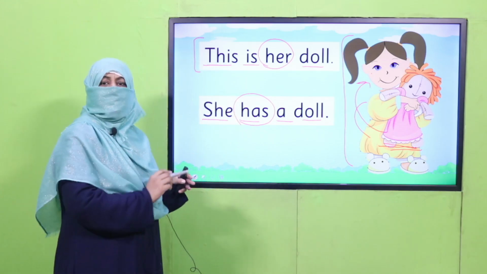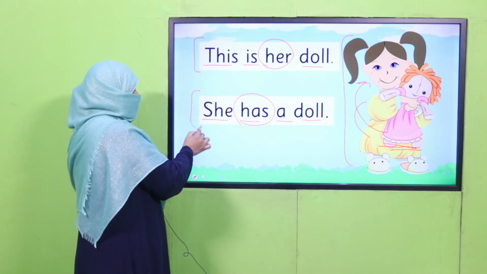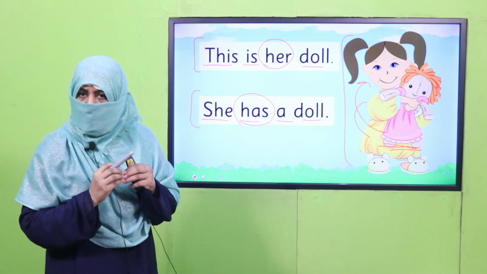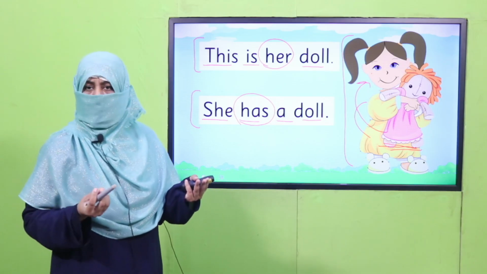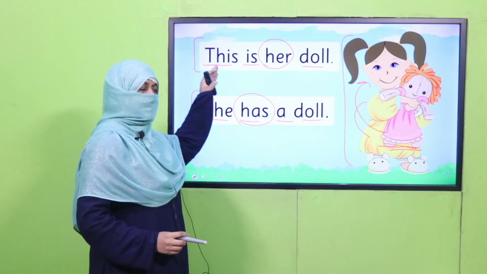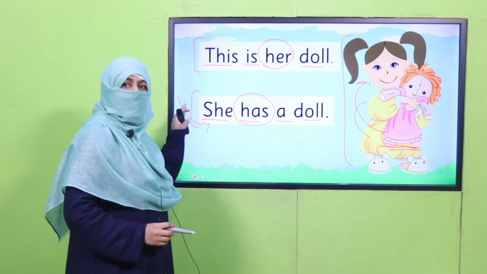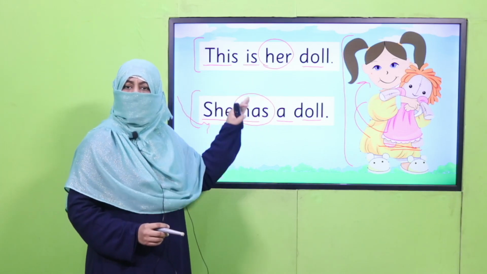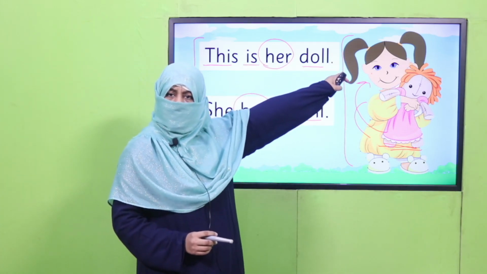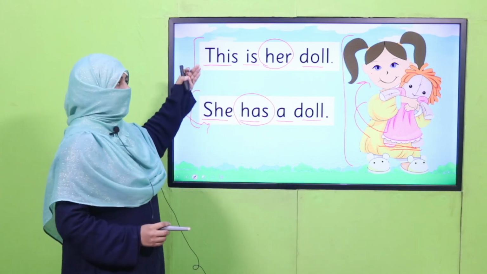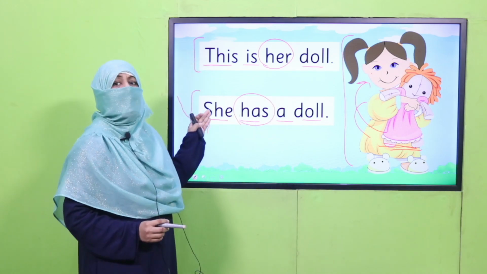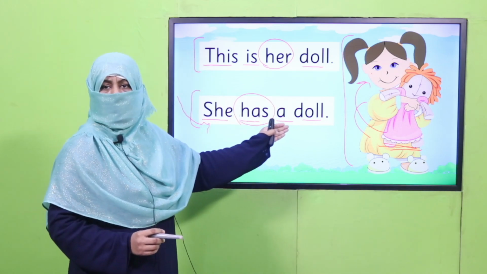Right? So these are the same concept with different expression. Okay? This sentence, this is her doll and she has a doll. Both are telling this doll belongs to this girl. But we can write it in this way. She has a doll. Okay?